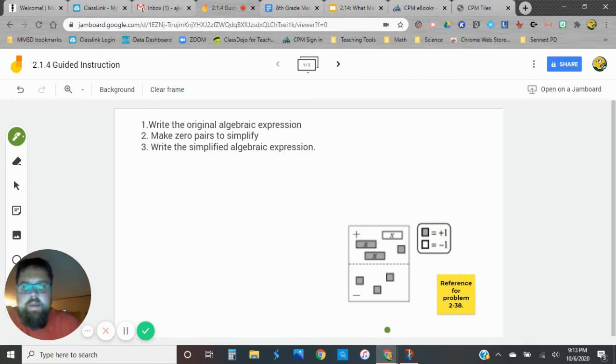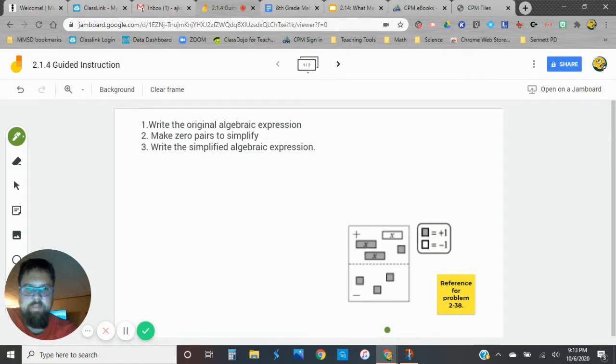With me, Mr. Koenig, again, coming to you to help you out with 2.1.4. 2.1.4 is really about simplifying algebraic expressions, and we're using zero pairs as the method to actually do that simplification. So I'm going to demonstrate how this would work with your initial problem.